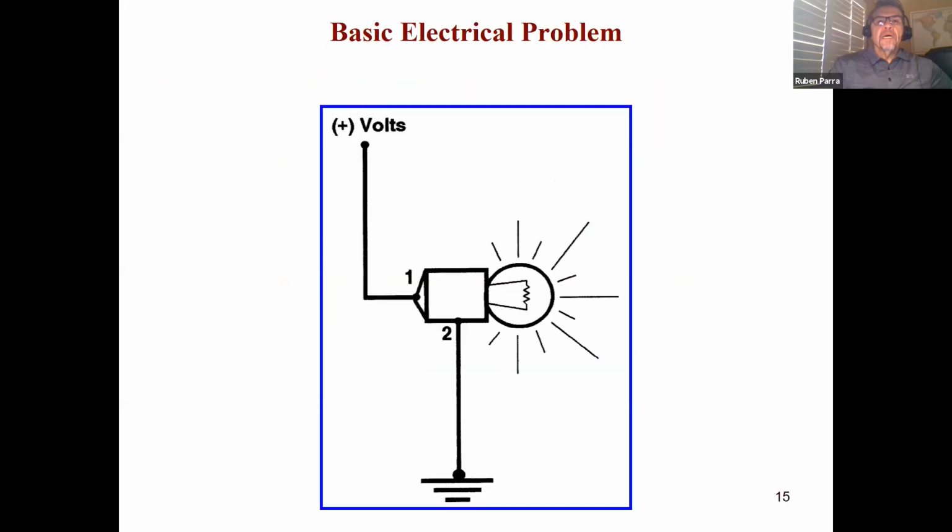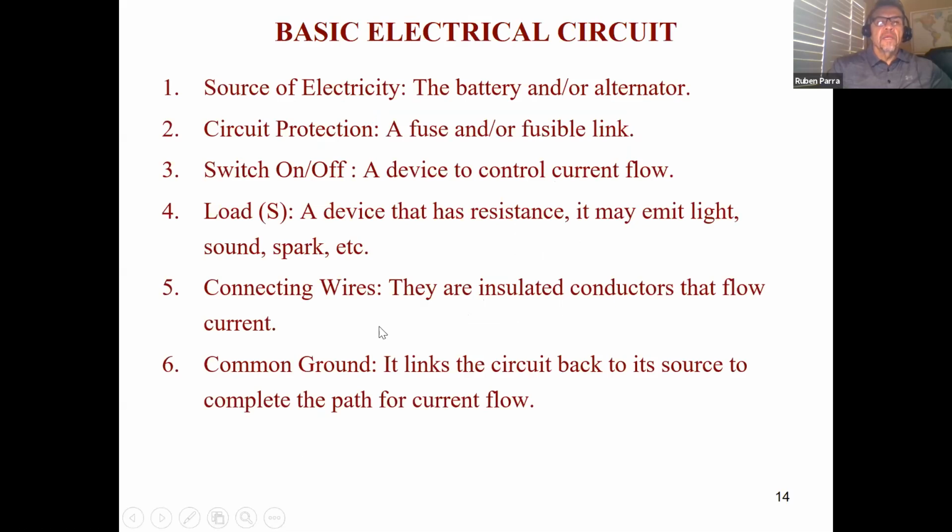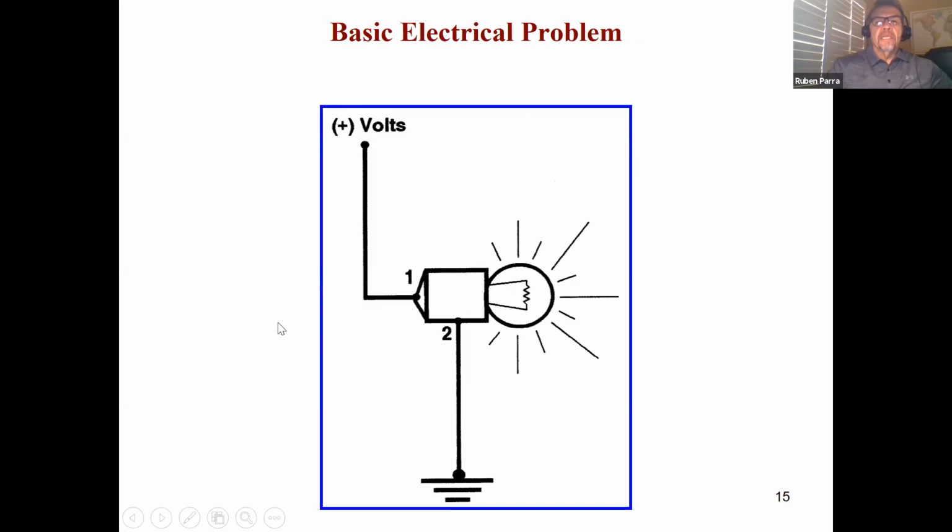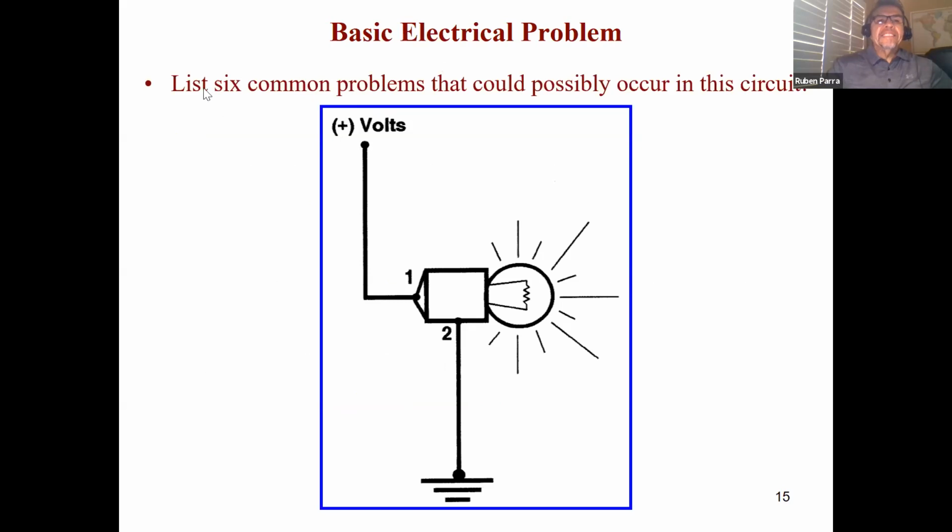So let's think about a basic electrical problem, okay? Again, hopefully this reminds you. Here we have the battery source, a conductor, a load, a conductor, and a ground. No switch, no fuse. So this is just a basic circuit. It says here basic electrical circuit in a realistic format, and a basic electrical circuit just in a cartoon, right? So list 6 common problems that could possibly occur in this circuit. There are 6 different electrical problems that could occur.